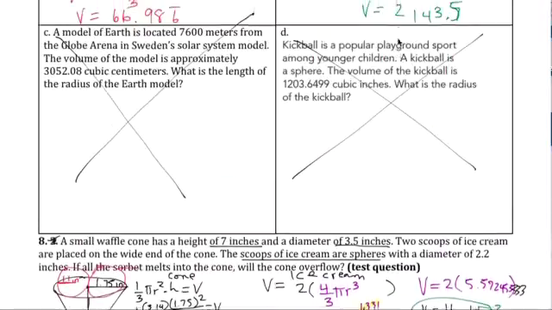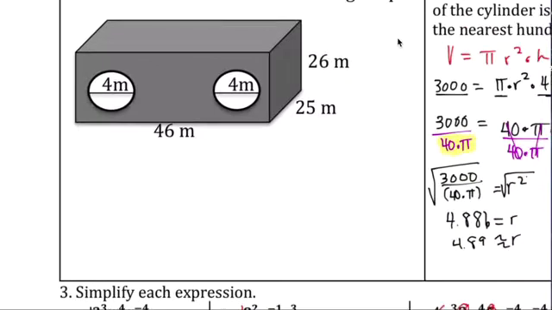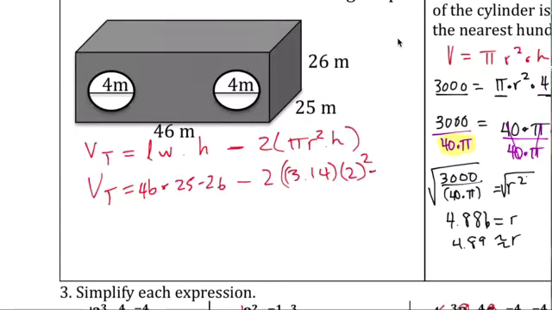And, okay, we'll go back and I can do this here. We didn't do it in class. So to find total volume, we take the length times width times height of the rectangular prism. So 46 times 25 times 26 minus the 2 circles, which is pi r squared times h. Let's go ahead and use 3.14 for pi. Radius is 2. The height is 25.